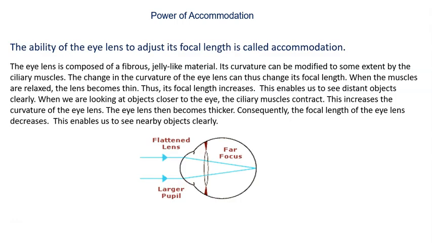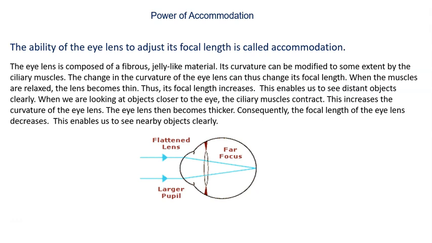Power of accommodation is the ability of the eye lens to adjust its focal length. As we have discussed, whenever the ciliary muscles are relaxed, the lens is thin, and when the lens is thin, the focal length is large and we can see distant objects clearly. But when we observe objects which are closer to the eye, the ciliary muscles will contract and the eye lens will become thick, and when the eye lens becomes thick, the focal length will decrease. So with the help of the ciliary muscles, the size of the lens is changing, and we are able to see nearby or far off objects clearly. This is known as the power of accommodation.